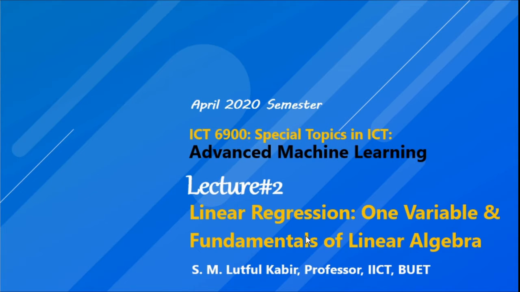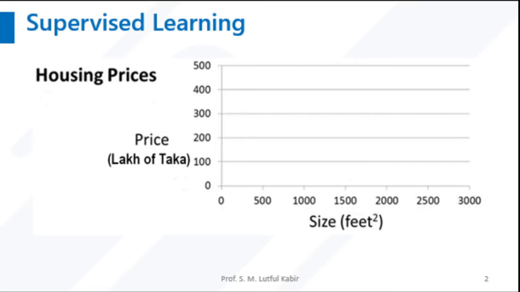Today's topic is linear regression with one variable and some fundamentals of linear algebra. Our first learning algorithm will be linear regression. In this lecture, we'll discuss what the model looks like and, more importantly, what the overall process of supervised learning is. Let us use a motivating example of predicting housing prices.